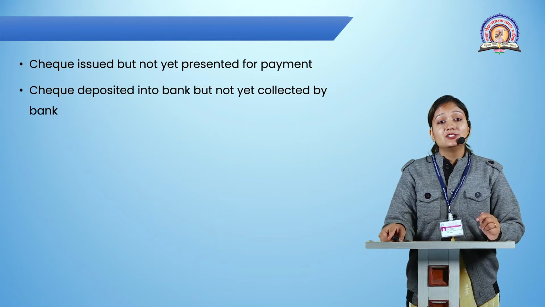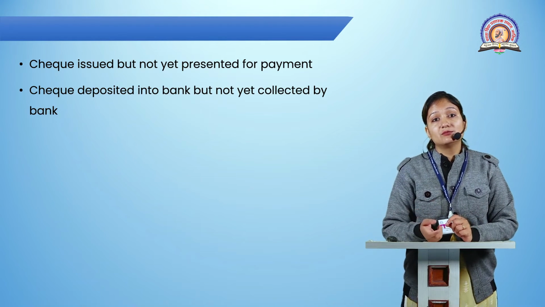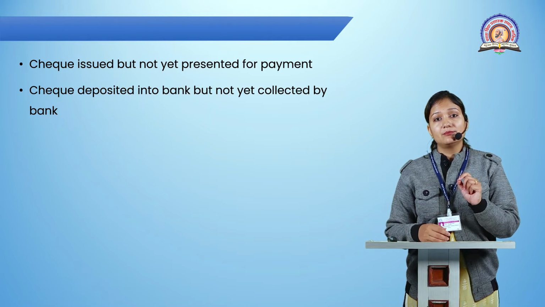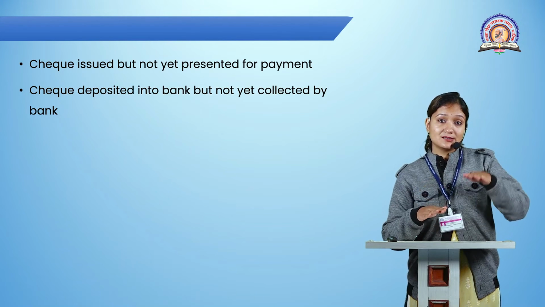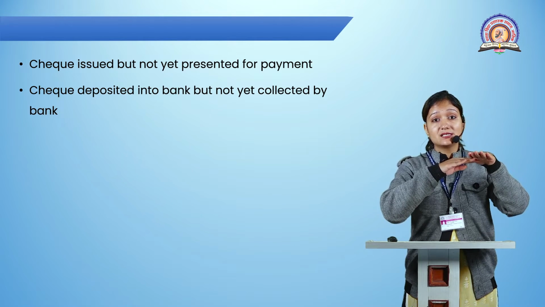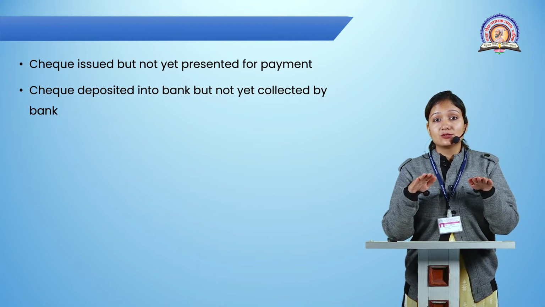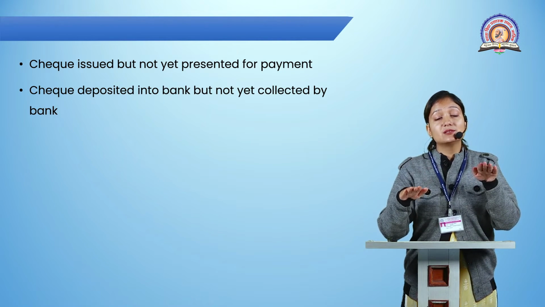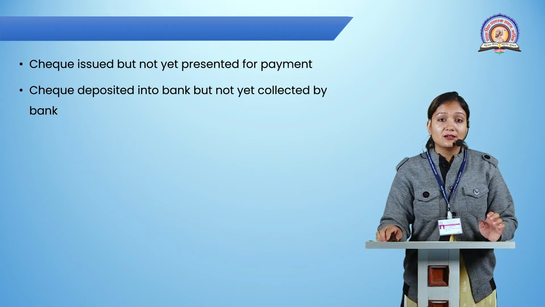Second reason is check deposited into bank but not yet collected by the bank. Check deposited means what? I got a check from a third party. For example, I got a check of rupees 1000 from a third party. So my balance is going up because I have got a check. So my cash book balance is getting high. But the check has not been collected by the bank. So abhi tak bank mein collect hua hi nahi hai. So the bank will show a lower balance because it has not collected. Again, there is a difference between cash book and passbook.